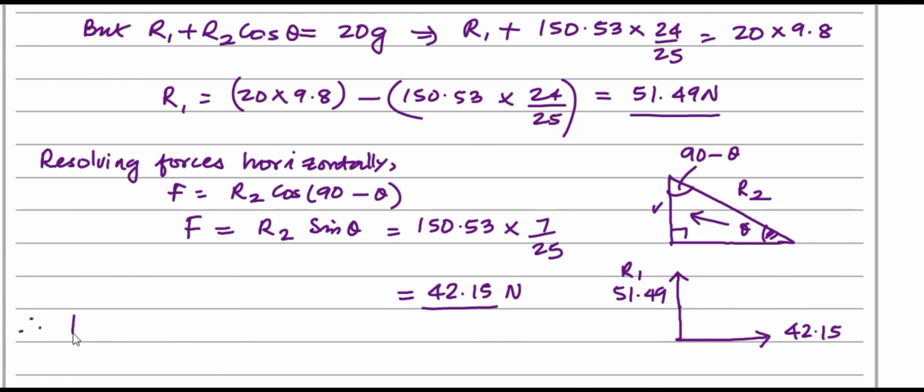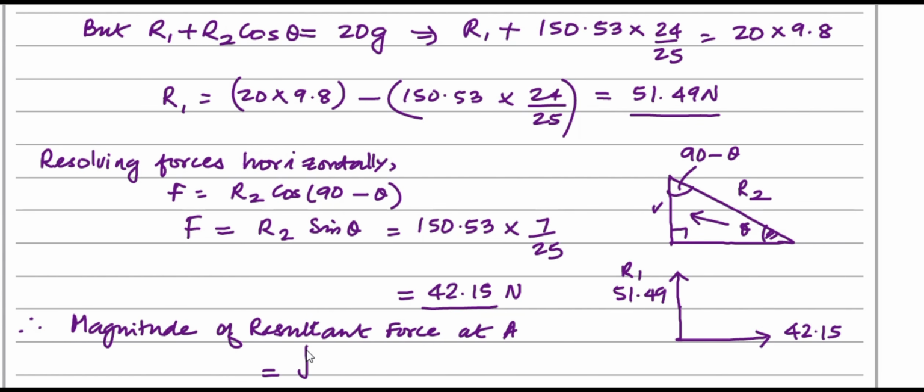Therefore, the magnitude of the resultant force at A equals the square root of 51.49 squared add 42.15 squared. So putting this into the calculator, we get 66.54, but to three significant figures, 66.5 newtons.